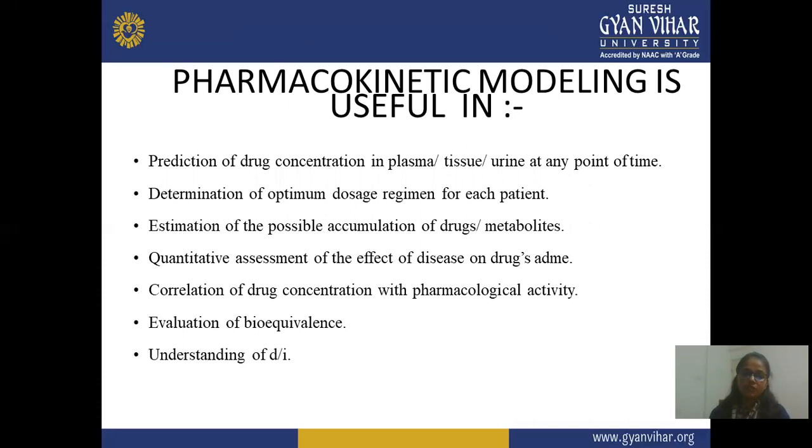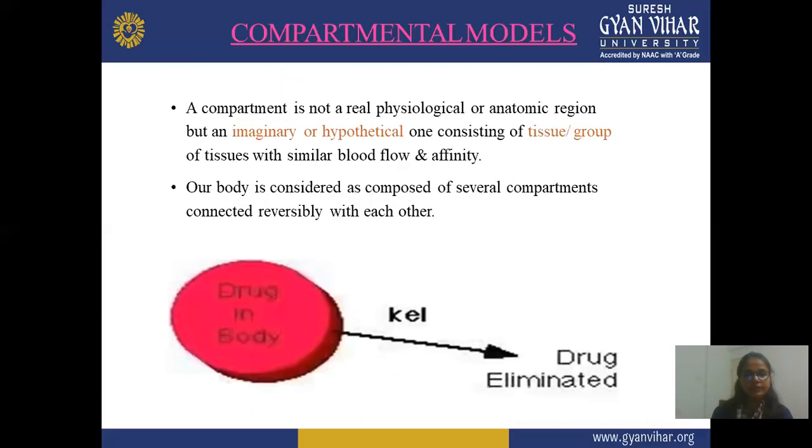Next is the correlation of drug concentration with pharmacological activity. These parameters alone are not sufficient, but it also helps to correlate the different pharmacological activity or response with the drug concentration. And next is evaluation of bioequivalence. It is also important to check the bioequivalence between one drug or more than one type of drug. You can easily compare bioequivalence, and you check it with the help of this pharmacokinetic model. Next is understanding of DI, dose interval. These are the modeling uses or parameters that are useful for pharmacokinetic parameters.